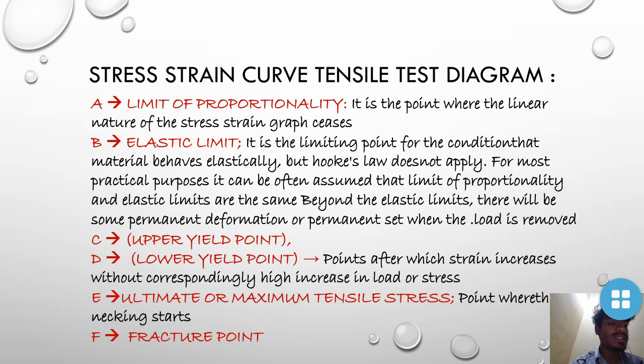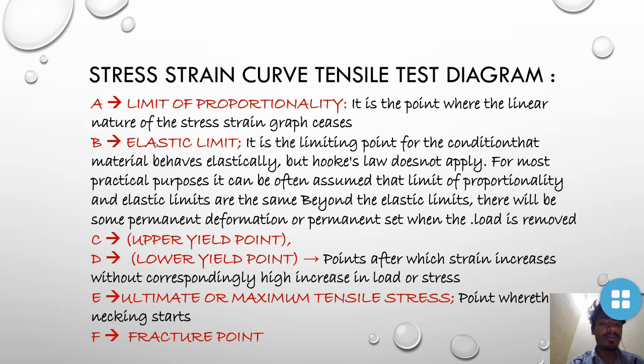So elastic limit is the limiting point for which the material behaves elastically, but Hooke's law doesn't apply for this elastic limit. And for most practical purposes, it can often be assumed that the limit of proportionality and elastic limit are the same. Beyond the elastic limit, there will be some permanent deformation or permanent set when the load is removed.